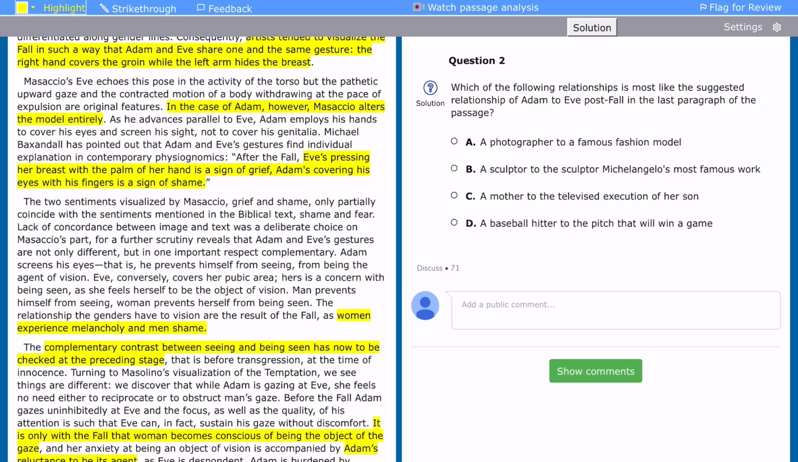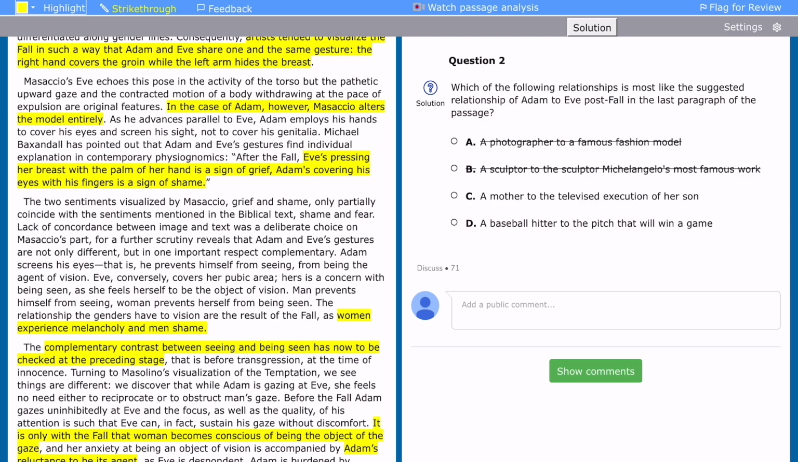A, a photographer to a famous fashion model. A photographer, it's his job to watch. There's no reason for the photographer to be reluctant. So we can eliminate A. B, a sculptor to the sculptor Michelangelo's famous work. A sculptor to Michelangelo's work would be studying this or even looking at it very intently or enjoying it. So we can certainly eliminate this. There's no feelings of anxiety or discomfort here.